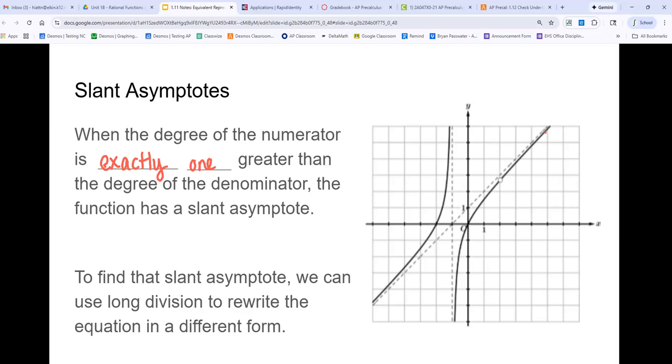So you have a line that your graph is getting closer and closer to, but it's a slanted line, not a horizontal or a vertical. Now this one also has a vertical asymptote as well. A lot of times you'll have a combination there. Questions? All right, we need to be able to find the equation of this line right here. And to do that, we have to do long division of polynomials.